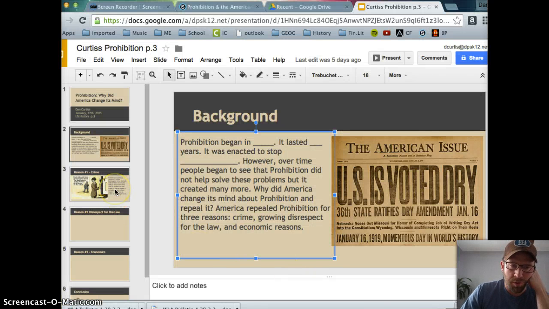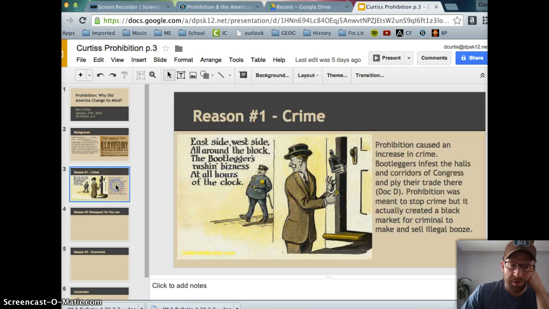I'm only going to do this first one with you because I want you guys to be finding the other ones on your own. So this is reason number 1. You can see, obviously, I have it titled Reason 1, Crime. Nice little picture that relates here. You can see the political cartoon and it talks about bootleggers here. This guy's buying some moonshine. It says, "Prohibition caused an increase in crime. Bootleggers infest the halls and corridors of Congress and ply their trade there." This was from document D.